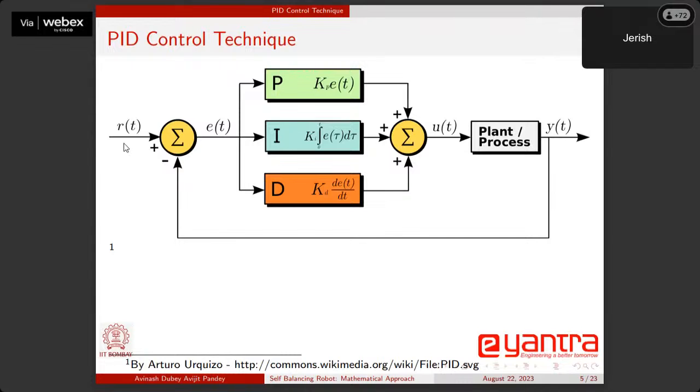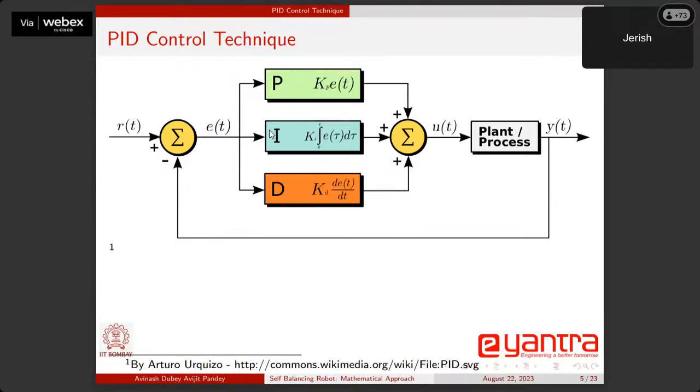So you are taking the difference between the desired output and the output of the plant, which is y of t. That is nothing but the error, which we represent as e of t. This error is given to the controller. In our case, it's a PID controller.